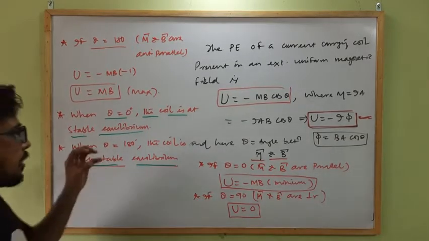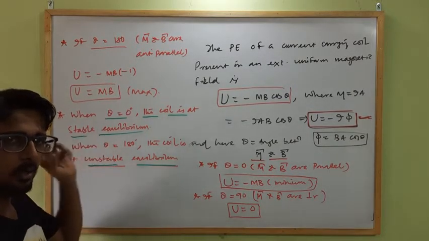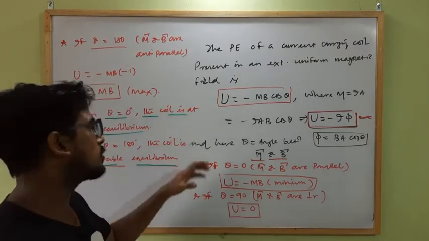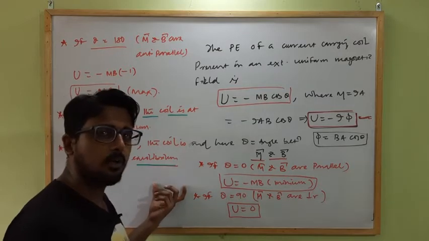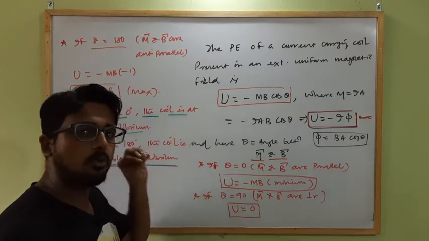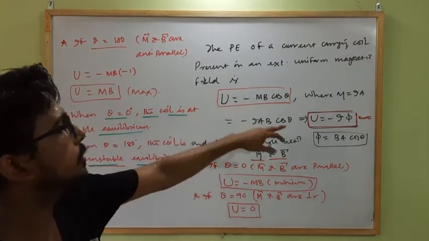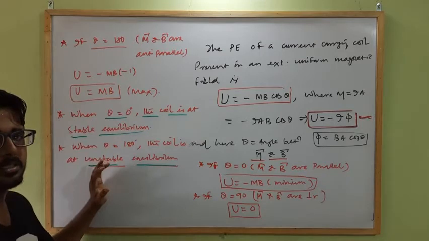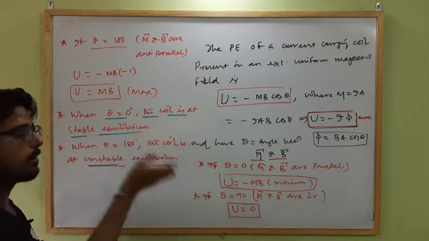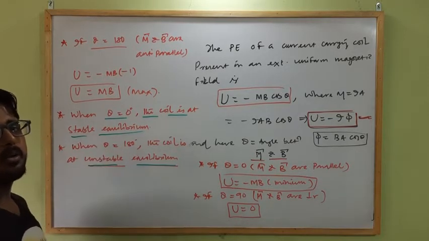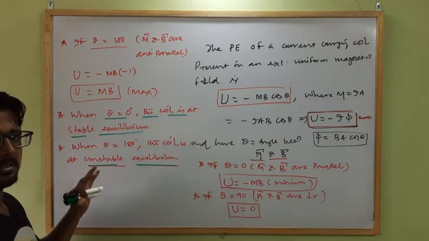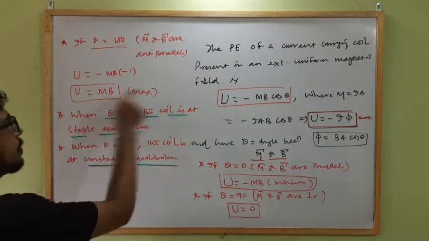Clear? So this is how torque acts on a coil, and due to the torque acting on a coil, there is some amount of work done in rotating the coil. As we are applying some external torque to rotate the coil, the work done we apply on the coil will be stored within as potential energy. The value of potential energy at different positions we already discussed, and what is the stable equilibrium and the unstable position for a current carrying loop present in an external magnetic field, we already discussed. Clear? Understood? You have to remember all these relations.